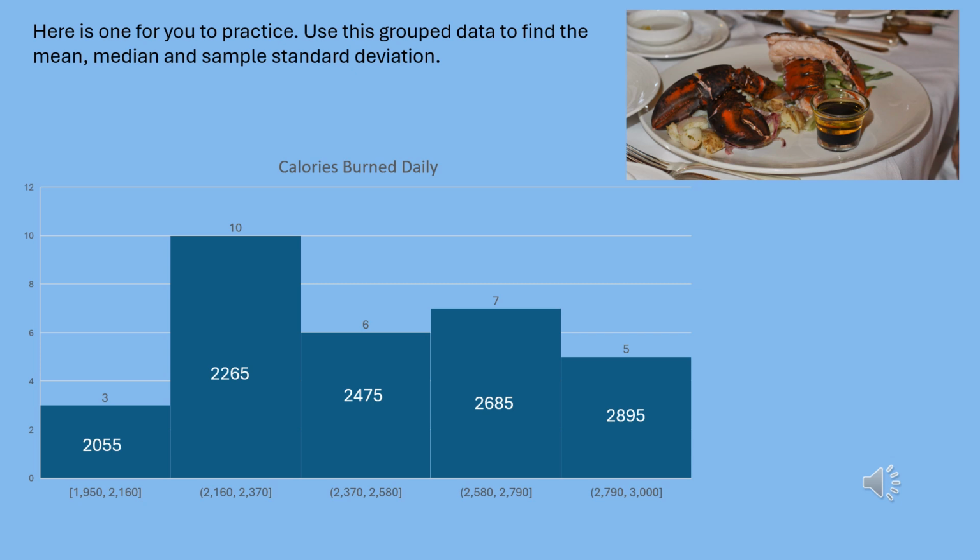So our data had 31 values. 3 of them were 2,055. 10 of them are going to be considered 2,265. 6 of them are going to be considered 2,475. 7, 2,685, and then 5, 2,895.